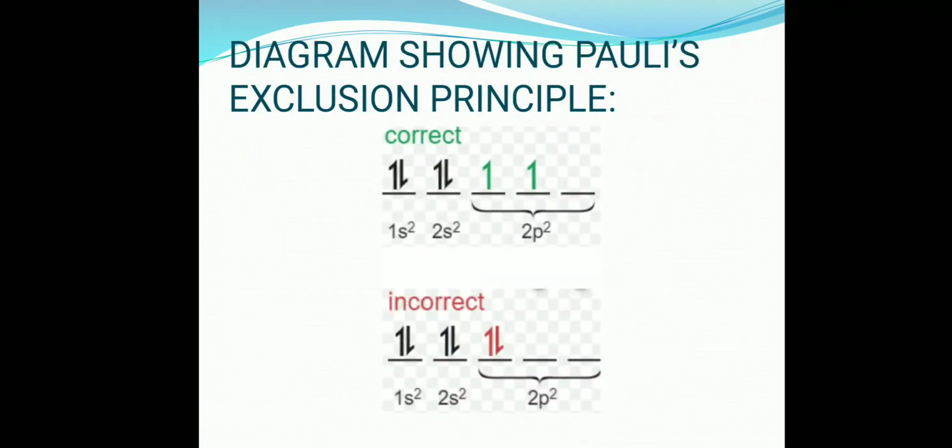Here in the diagram you can observe what Pauli's exclusion principle is. The first one shows 1s2 orbital which is having opposite spin, 2s2 also having opposite spin. Here in 2p we can see the electrons in an orbital, means the first orbital having one spin and the second orbital having another spin. After filling this, their pairing up takes place. So the first one is the correct one for Pauli's exclusion principle. This is about Pauli's exclusion principle.